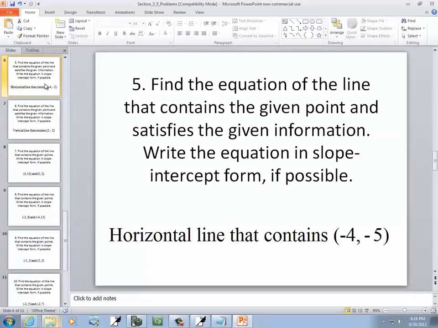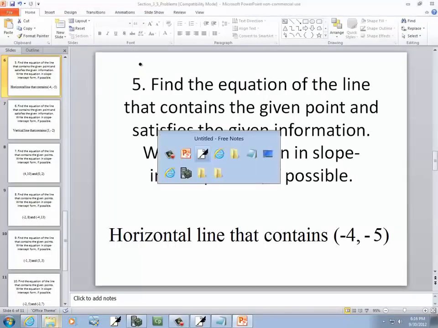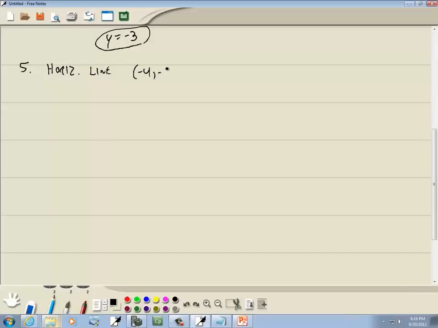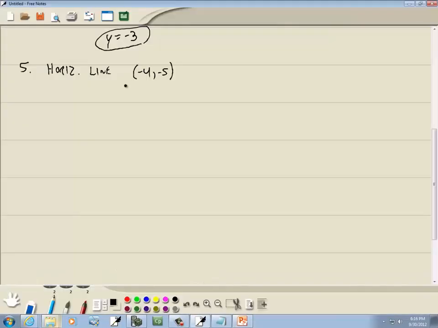Let's look at number 5 here. It tells us it's a horizontal line that contains -4, -5. Find the equation of the line. Okay, horizontal line. I know what that is. That looks like that, and that's always y is equal to a number. Well, since it passes through this point, and our y part of this point is -5, our answer will be y is equal to -5.